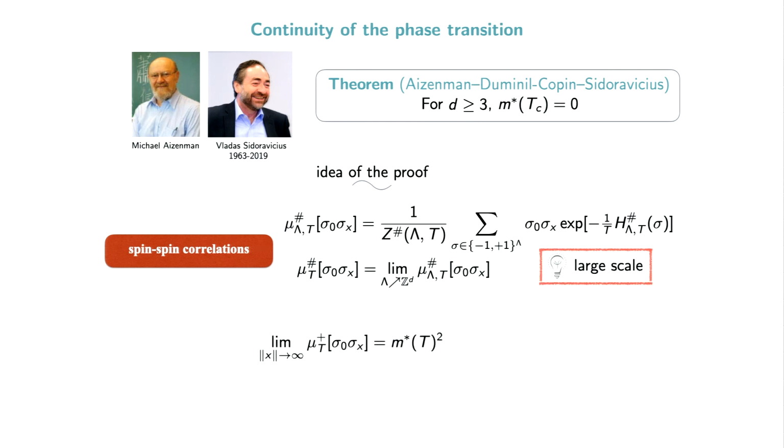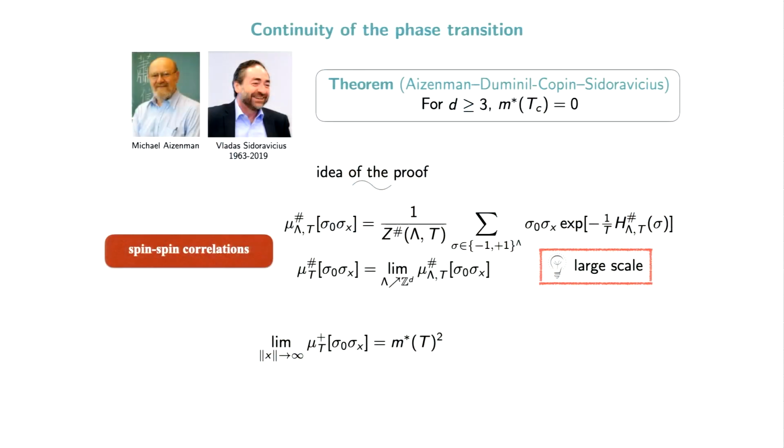At large scales, there is something extremely natural to expect. Your two spins, you will expect that they will become independent when you send them to infinite distance. So in particular, if you take the plus measure and send them to infinity, then the spin-spin correlation should converge to the average of each one of them, so 1 squared, because it's translation invariant.